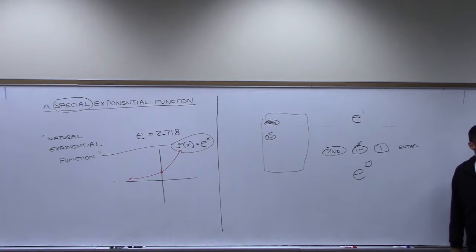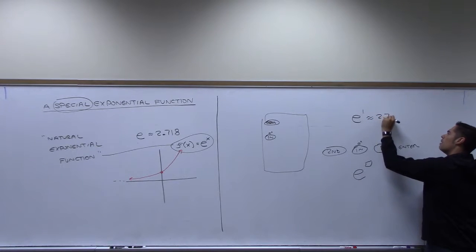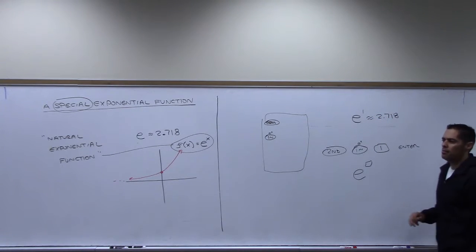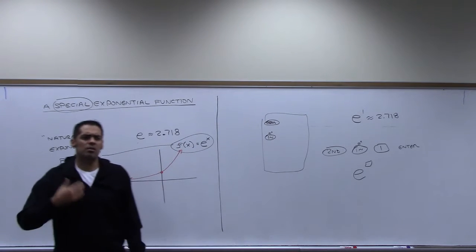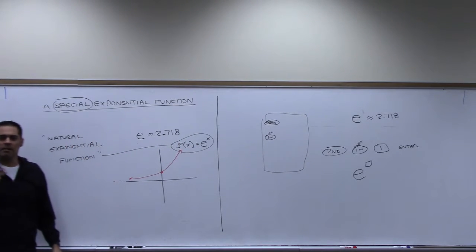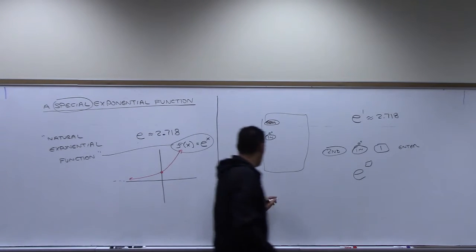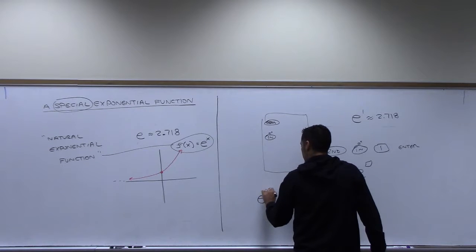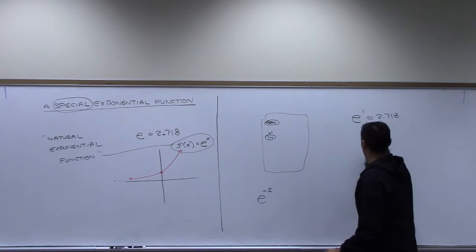What does your calculator say? Does everyone get about 2.718? All right, so that's what e is. E to the first power is about 2.718. And then you could continue from that and you could do e squared and e cubed, right? You could do different numbers. Let's try one more. How about try e to the negative 2? Tell me what you get.